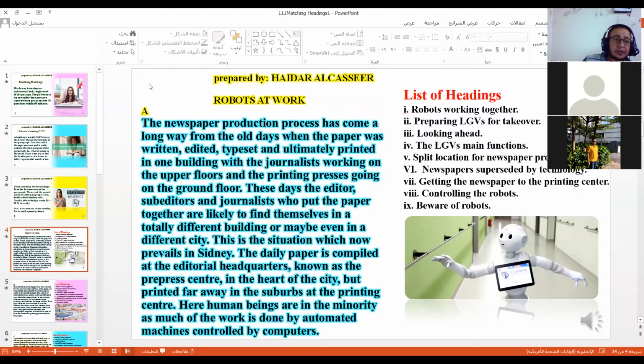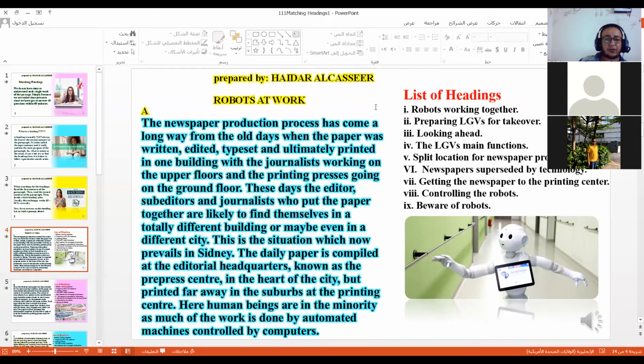The newspaper production process. It talks about three important elements. What are they? Newspaper, production, process. So, let's look for the heading here. Robots working together. No, we don't need it. Preparing LGVs for takeover. LGVs, it's the first paragraph, and we don't know what an LGV is. An LGV, for me, as an English teacher, I would say language, whatever. So leave it. Looking ahead.